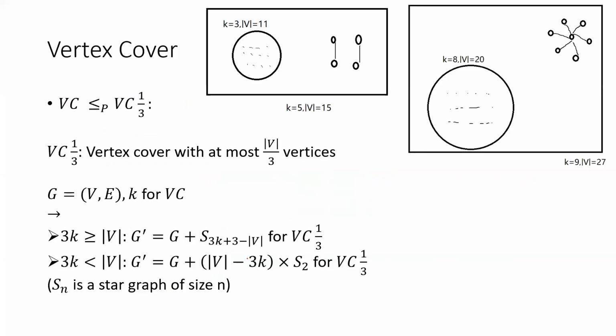Right. And so here we want to reduce the vertex cover problem to a VC 1/3 problem. This VC 1/3 problem asks whether you can find a vertex cover with at most 1/3 of the number of vertices in this graph. So it's equivalent to a VC problem where K is set to V/3. Yeah, it's related to the number of vertices.